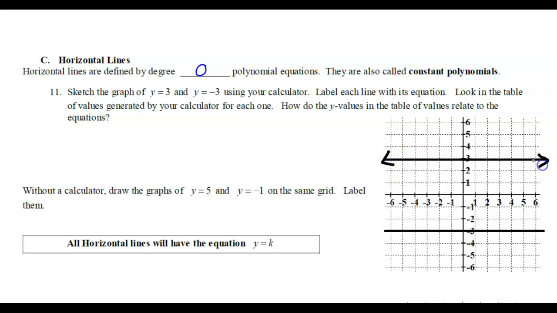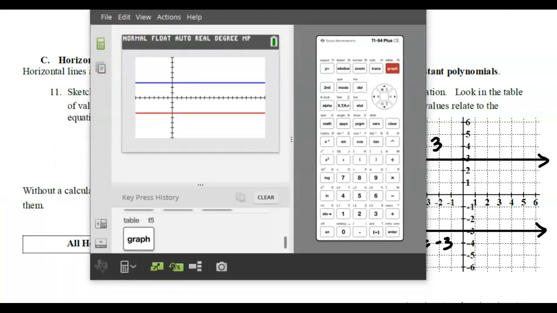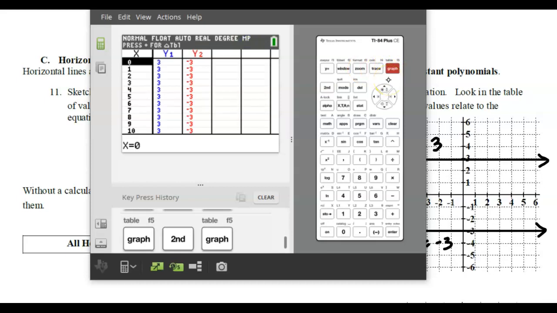So put arrows on the end and label. So this was y equals 3. This is y equals negative 3. Look in the table of values generated by your calculator. So in a TI, if you look, the table is second graph, and it will give you the table of values. And you can change what you're going up by for x, but notice all the y values are 3 for the blue one, the top one. All the y values are negative 3.